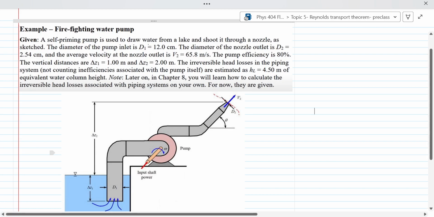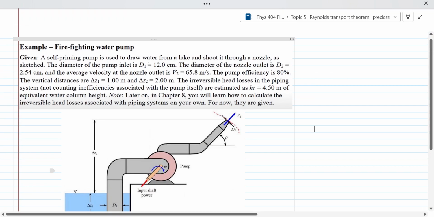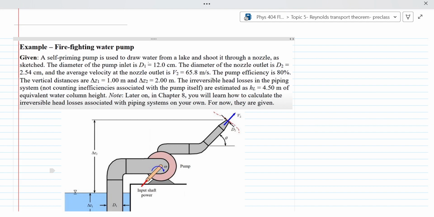So in this video, I'm going to solve a sample problem on the head form of the energy conservation law for a control volume that we have derived using Reynolds transport theorem. So in this problem, we have a self-priming pump that is used to draw water from a lake and shoot it through a nozzle as sketched.